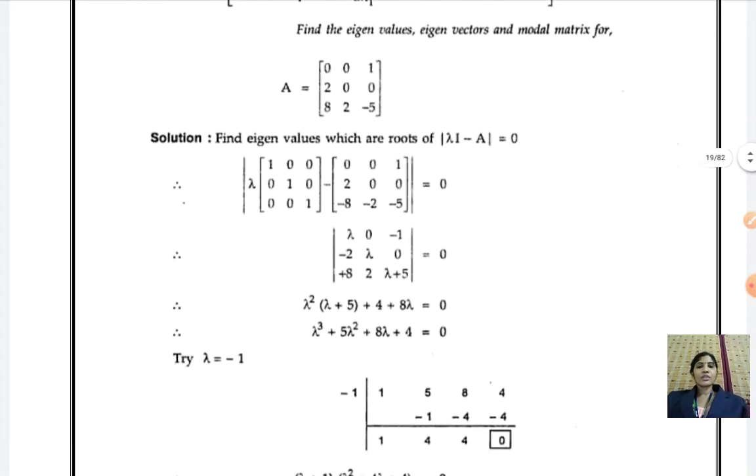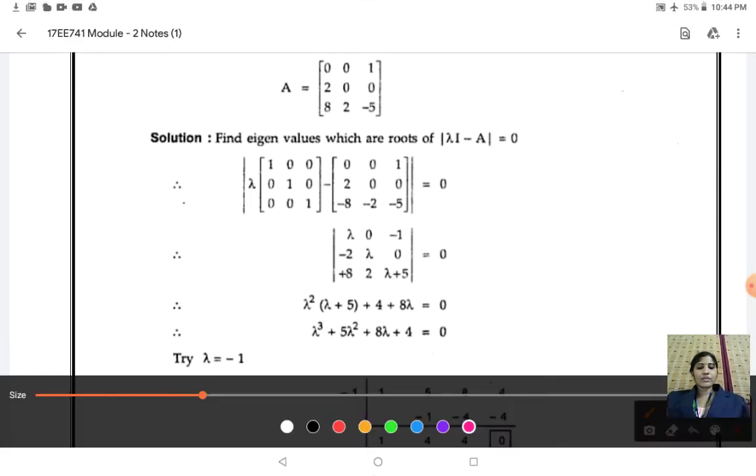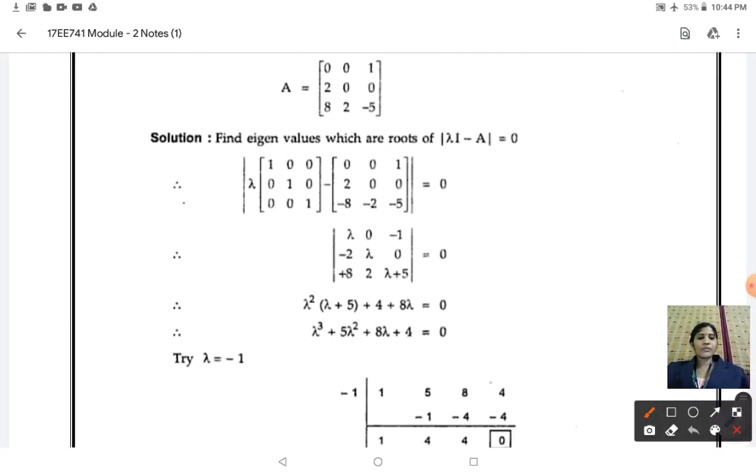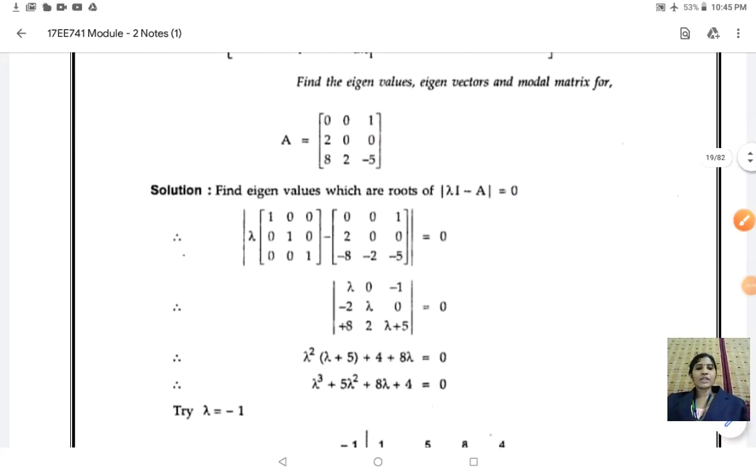Now consider this problem. Find the eigenvalues which are the roots of lambda I minus A equal to 0. So we need to identify your eigenvalues. The problem is to find the eigenvalues, eigenvectors and model matrix.